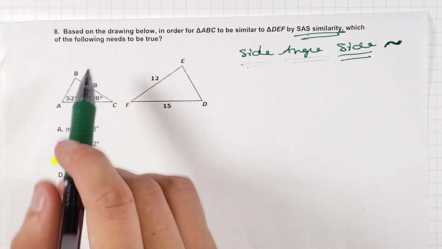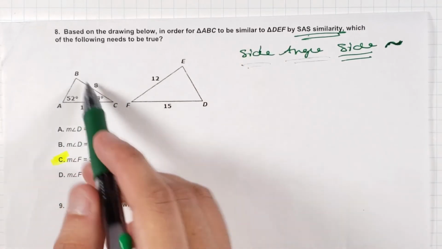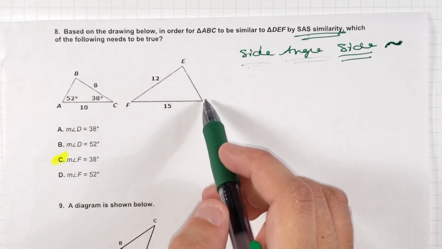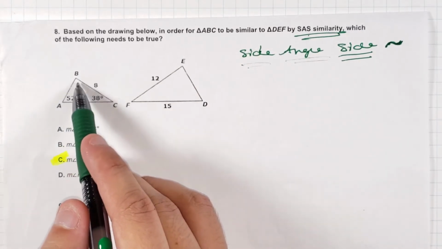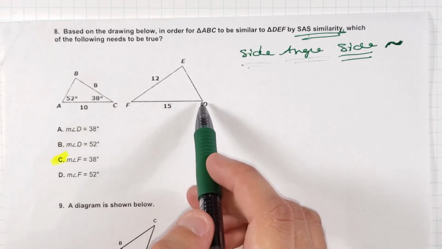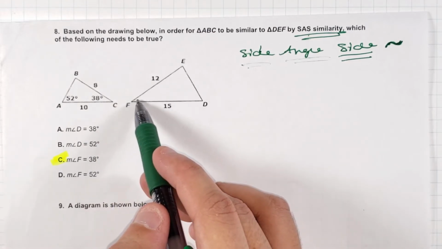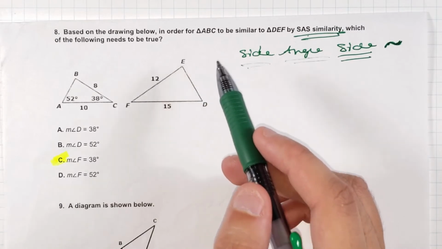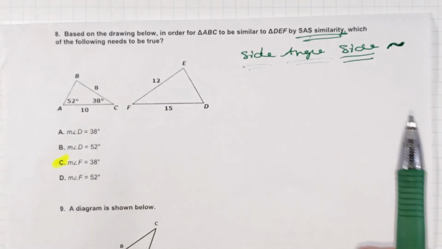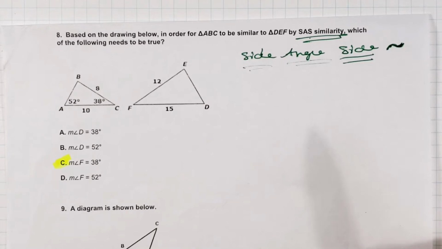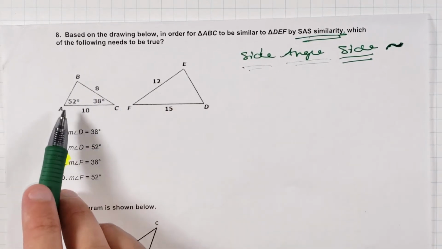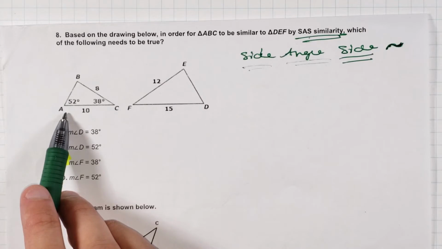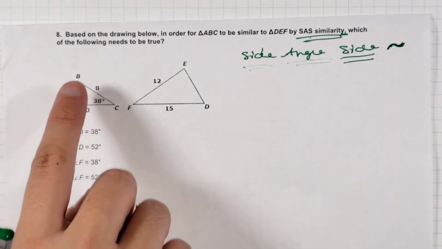So what we're saying is, based on the drawing below, in order for triangle ABC to be similar to triangle DEF, note the way my pen moves here. Triangle ABC similar to triangle DEF. All right. Which of the following needs to be true? Okay, so what we want to do here is be careful on the angle that we're choosing. We're told that we want this to be true by side, angle, side. So they gave you this angle right here, this 52. They gave you that to throw you off. All right, so remember, side, angle, side has to go in that order.